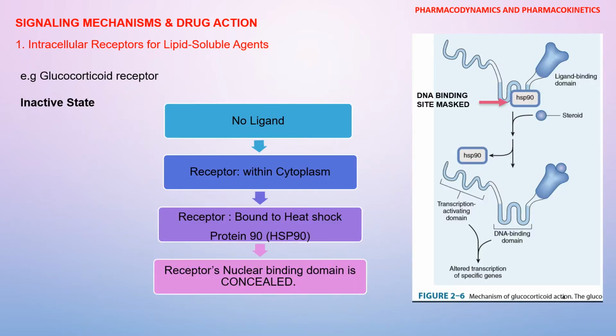As an example for signaling mechanism in intracellular receptors, we'll go with the glucocorticoid receptor. These receptors are placed within the cytoplasm. In the inactive state, when there is no binding of ligand, the receptors are bound to heat shock protein 90. Because of this, the DNA binding domain is masked or concealed, as shown in the adjacent figure.